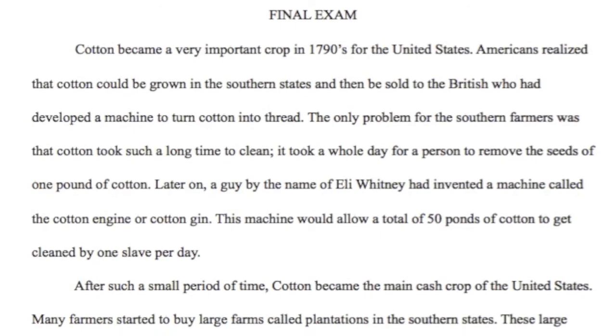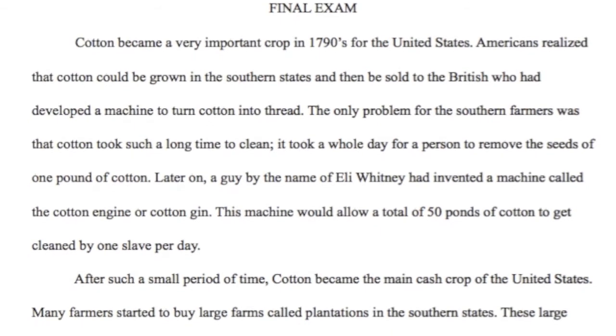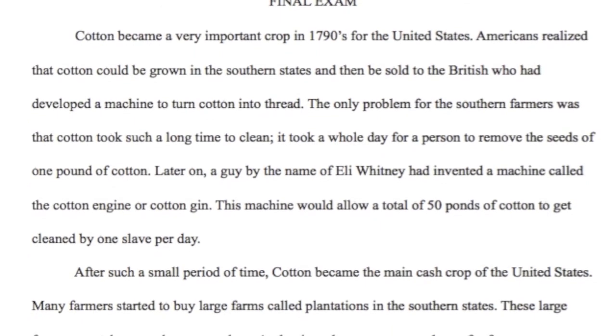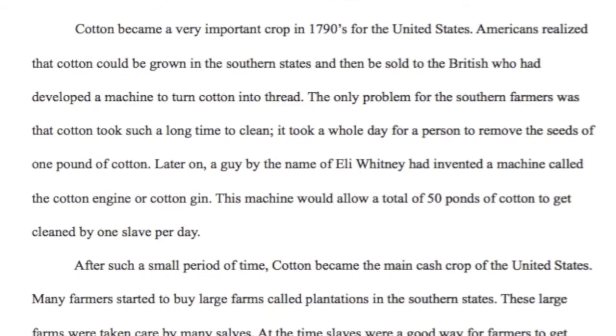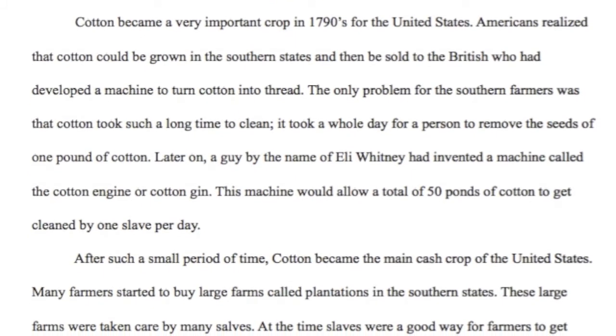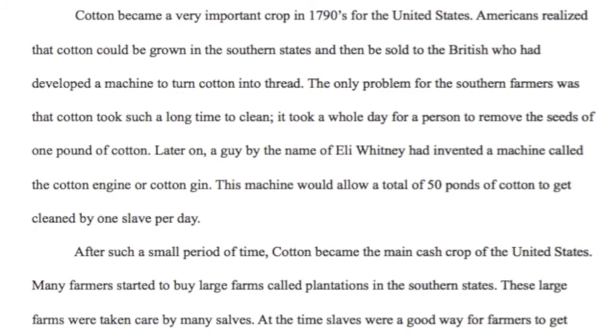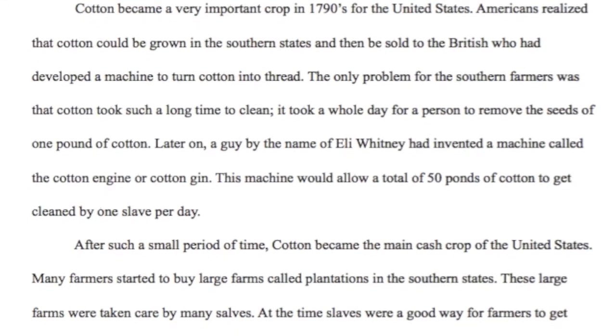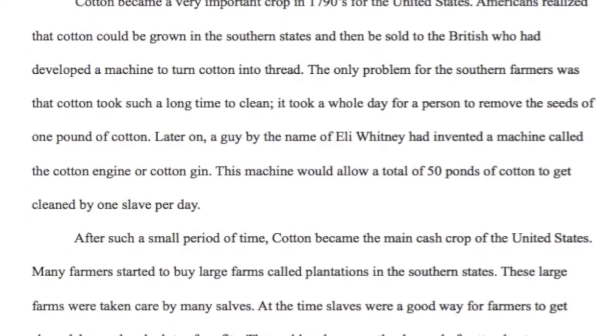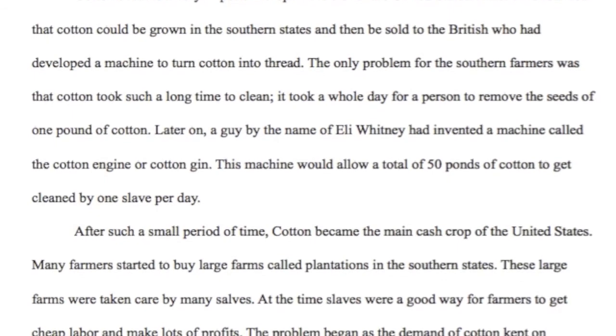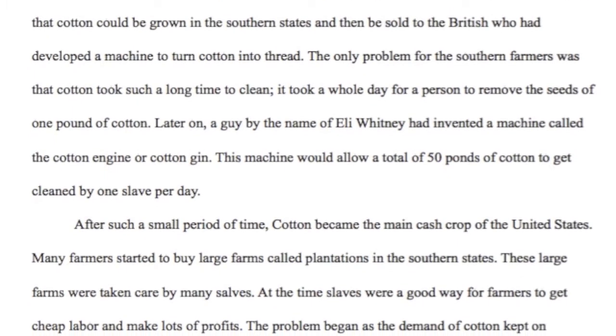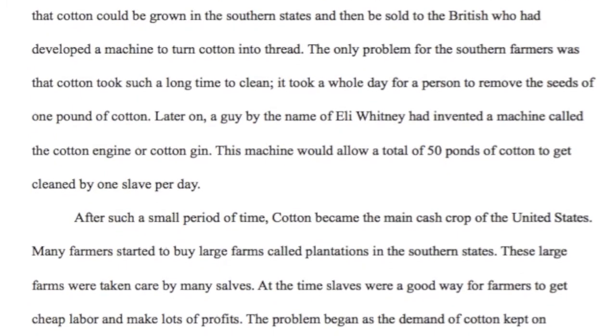Crop in the 1790s for the United States. Americans realized that cotton could be grown in the southern states and then be sold to the British, who had developed a machine to turn cotton into thread. The only problem for the southern farmers was that cotton took such a long time to clean. It took a whole day for a person to remove the seeds of 1 pound of cotton.